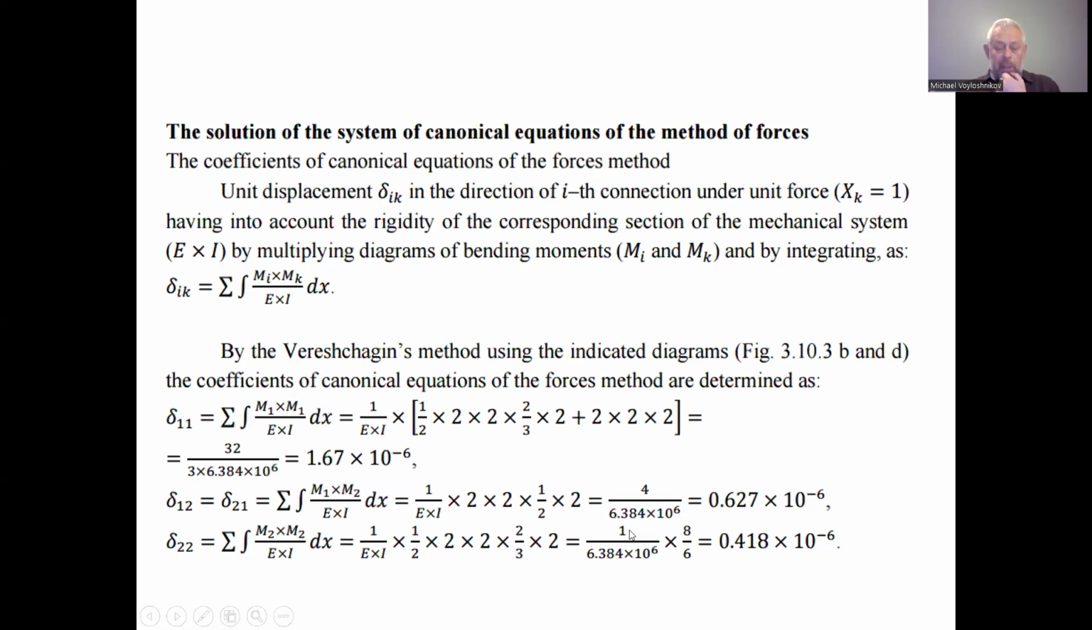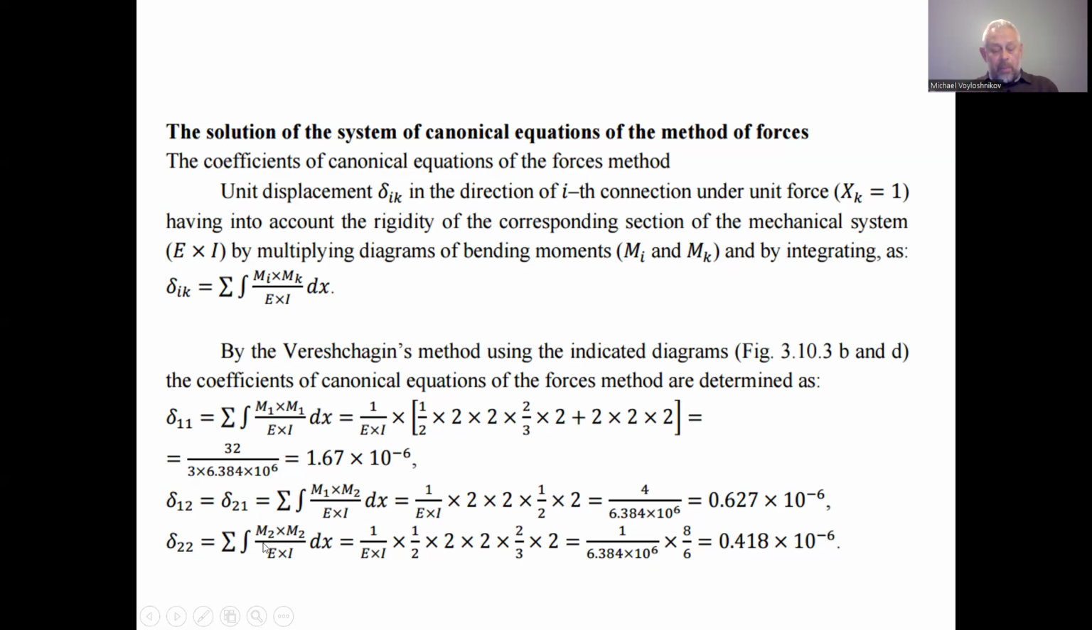After substituting all magnitudes, we have that the displacement in the first direction under the action of the unit force applied in the second direction equals the displacement in the second direction under the action of the unit force applied in the first direction, equal to 0.627 times 10 to the power of minus 6. And the displacement under the action of the second unit force in the direction of the second unit force is the same. We have the general mathematical equation of the Mohr integral.